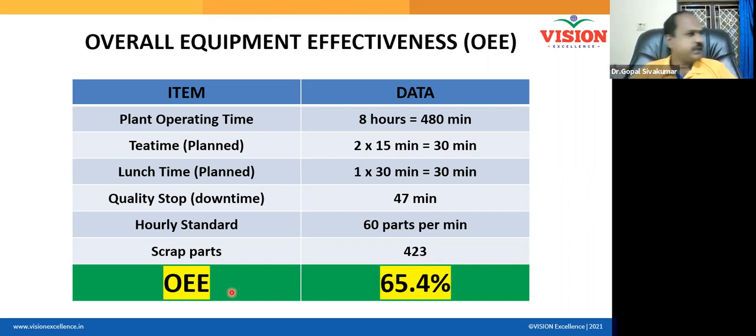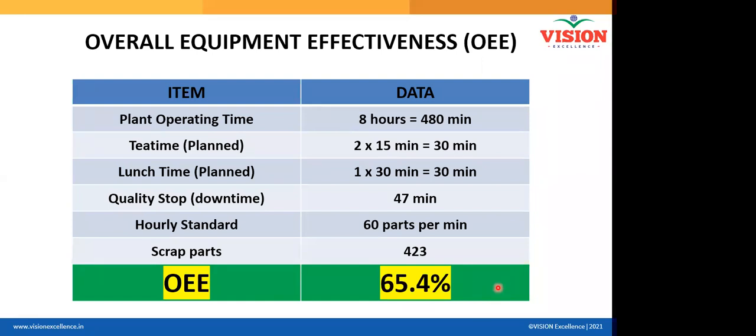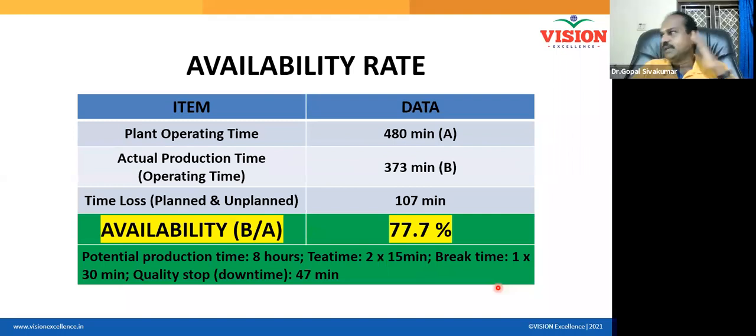Now you need to calculate the OEE. How much is the OEE? 65.4%. How can I improve the OEE now? Now you have to check availability separately, performance separately, quality separately. Improve the availability, improve the performance, improve the quality, then OEE will improve. Shall we calculate availability, performance, and quality now? Yes, sir.